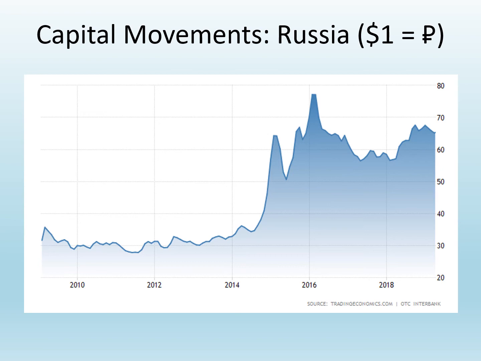In Russia, we also have capital movements. This is the annexation of Crimea. And quite a lot of political pressure that was happening in Russia at the time. So you can see the capital outflows and you can see the impact on the ruble.